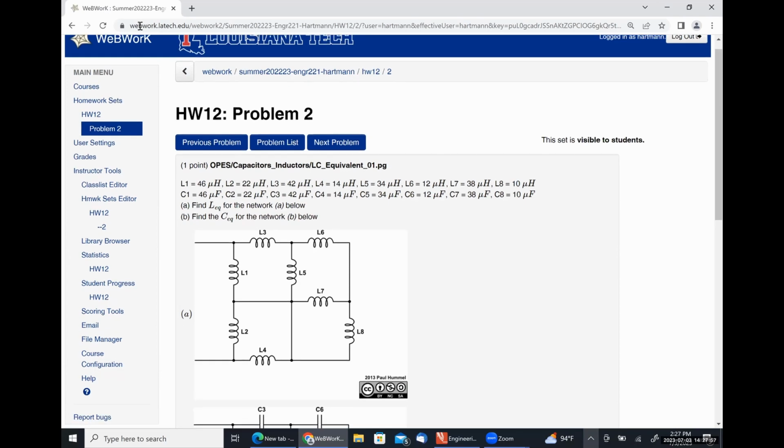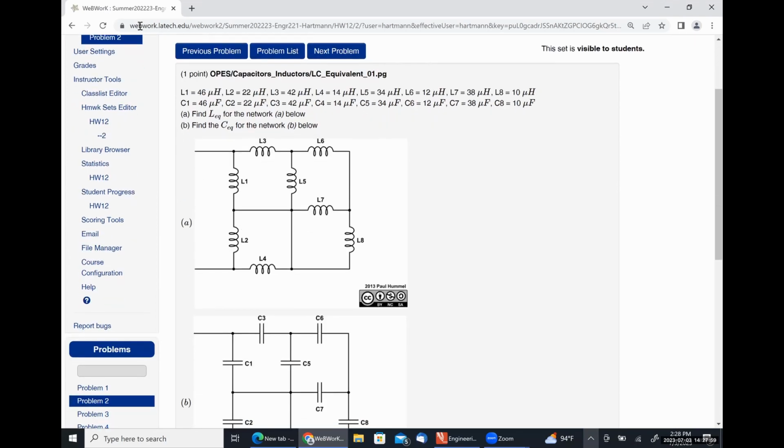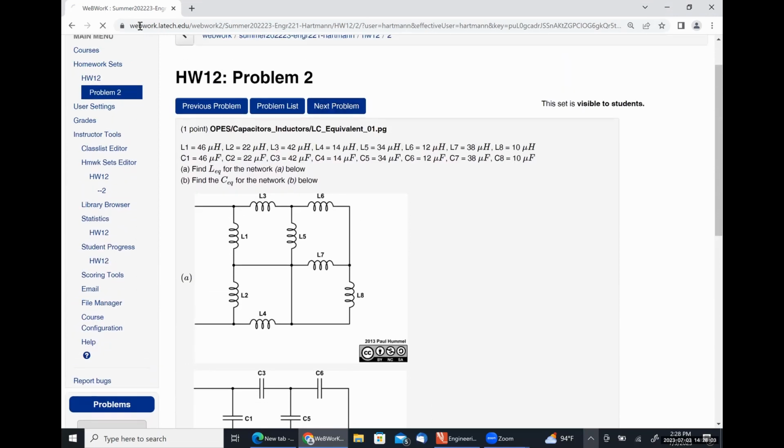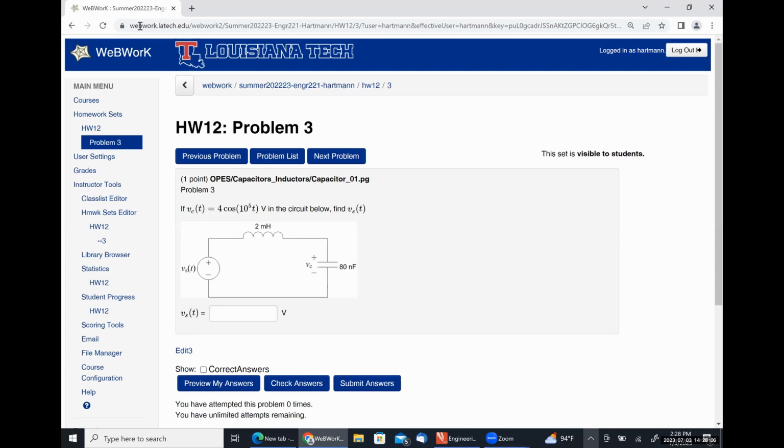This problem is just finding the equivalent inductance and equivalent capacitance of these networks. Nothing particularly difficult about that one. This problem is one of the ones that I like. So let's take a look at this.